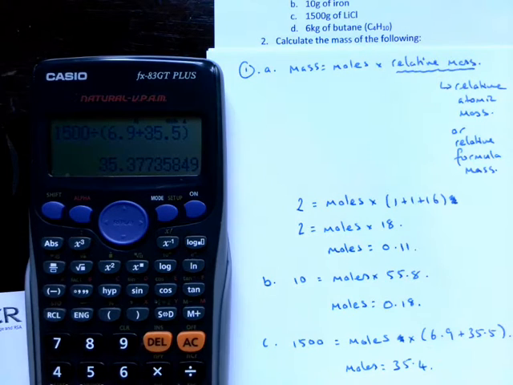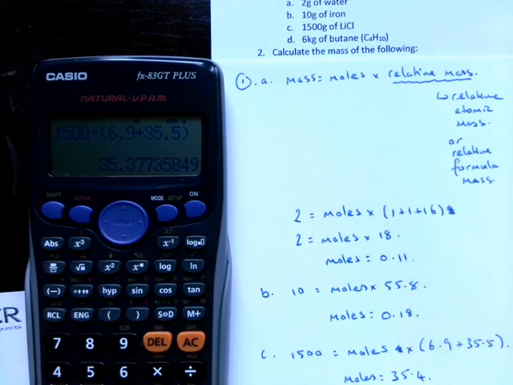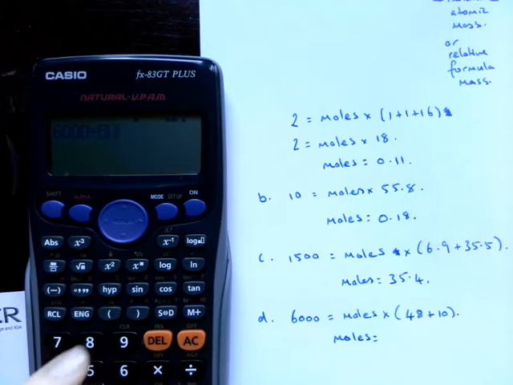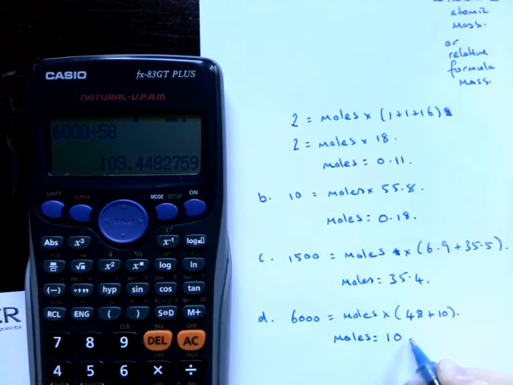And the last one, D, is 6 kilograms of butane, C4H10. So 6 kilograms is 6,000 grams. And the moles is what I want to find. Multiplied by, okay, well, I've got C4H10. So C4H10, that's 4 carbons. So 4 carbons is 4 times 12 is 48. Plus 10 hydrogens, and each hydrogen is 1, so it's just going to be plus 10. So it's 48 plus 10, so my moles equals, divide both sides by 58, so it's 6,000 divided by 58 gives me 103.4.